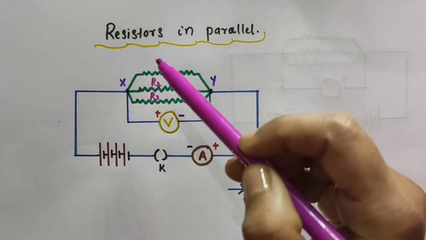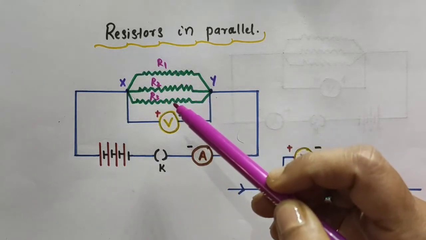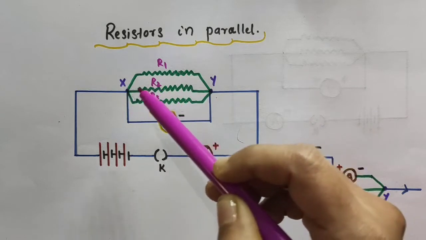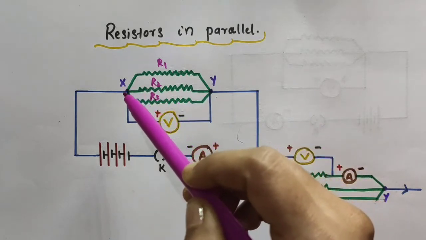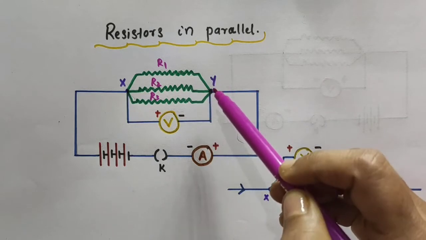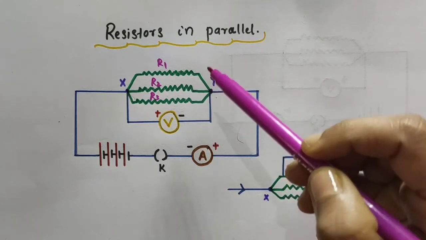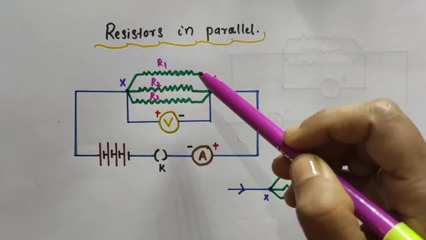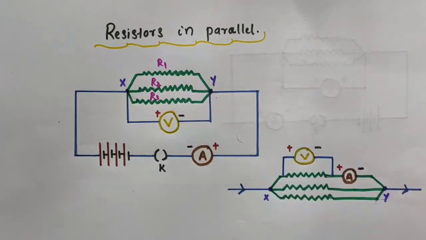Here you can see that we have three resistors arranged like this, connected like this. One end of all the three resistors are connected to a common point X, and the other end of all the three resistors are connected to a common point Y. Such a combination of resistors is the parallel combination of resistors.